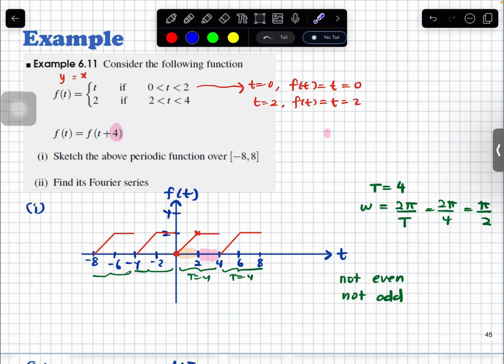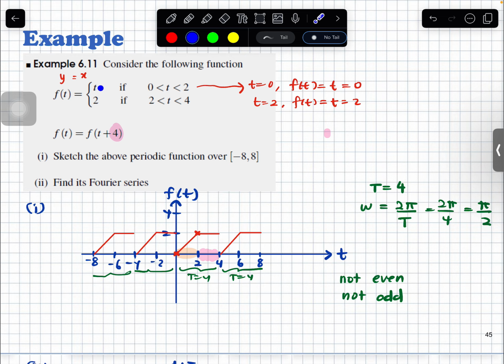After you put the labeling, you need to put the scales. Here I put 2, 4, 6, 8. Why? Because I refer to the given domain 0 to 2, so we know that the increment is in 2 units. You can put the scales like this, and then it's time to plot the graph. Okay, so this is a piecewise graph, f(t) equals t.